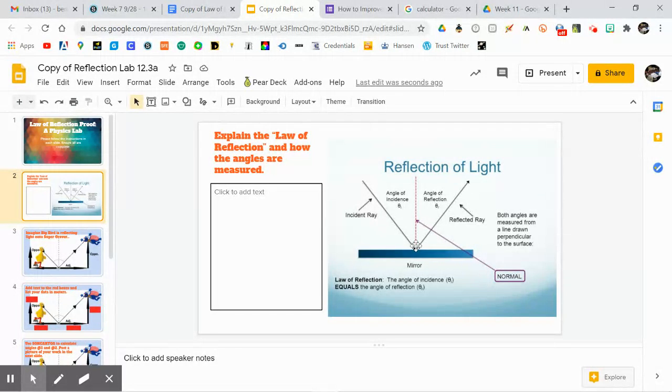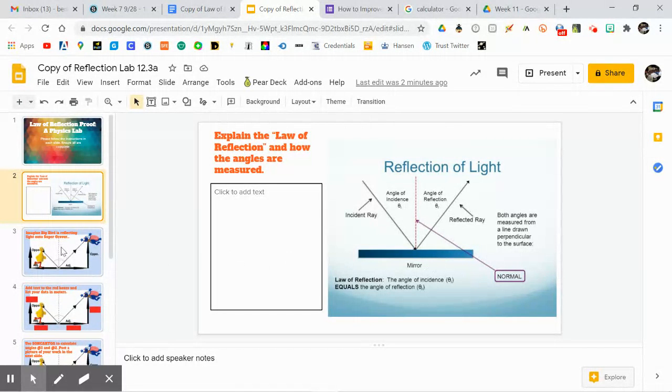Now, the angle of reflection needs to be the same for the incident ray as well as for the reflected ray. And that is what we're trying to prove here.